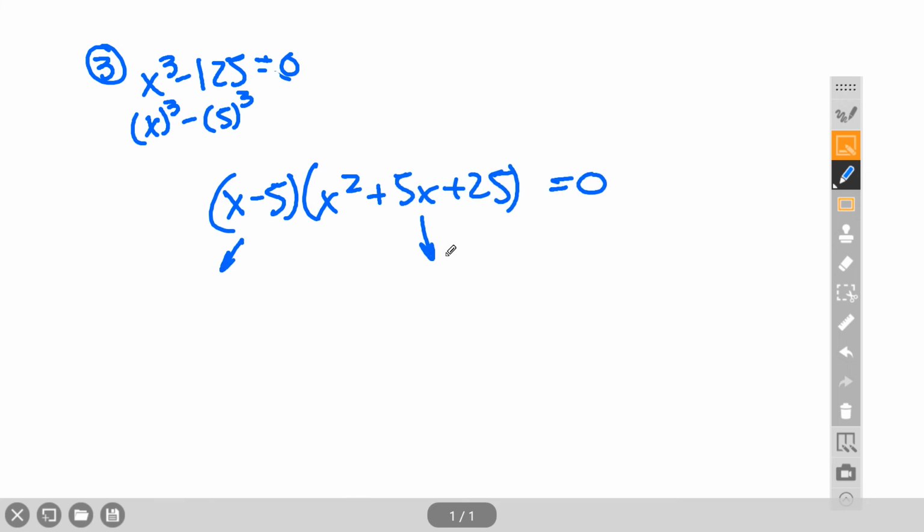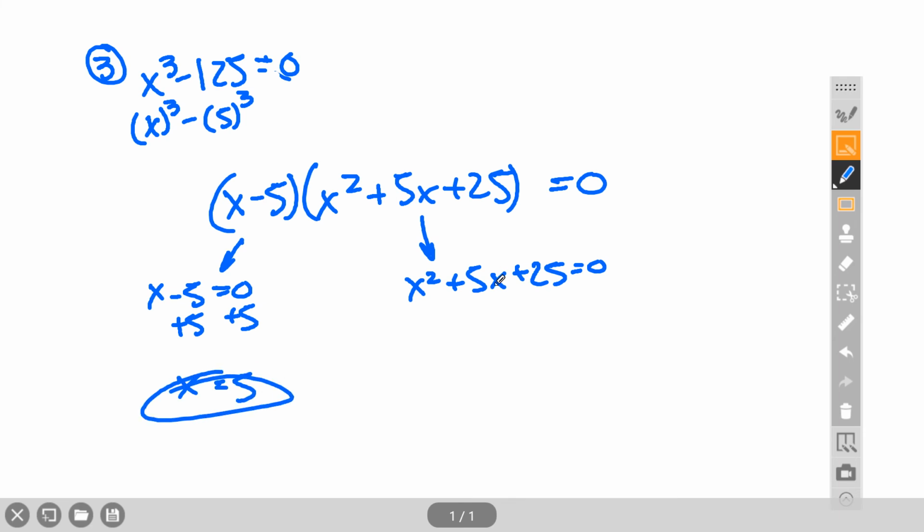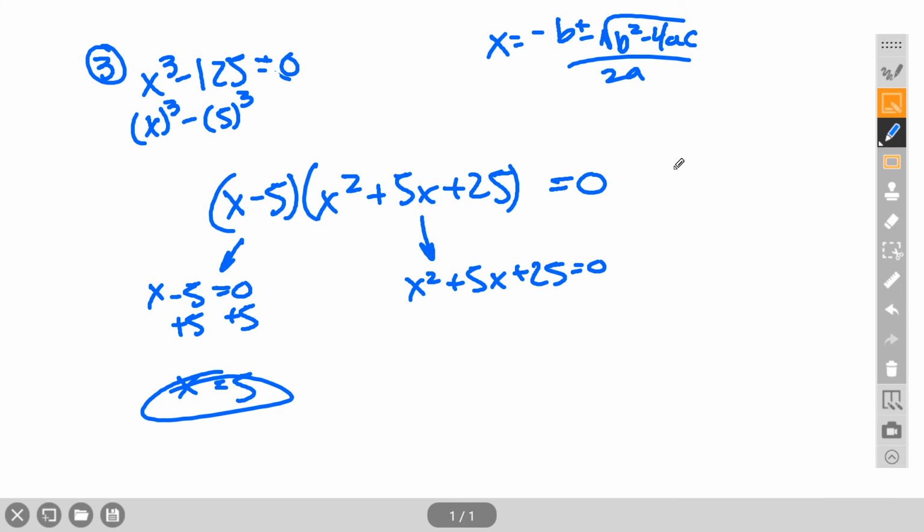Now we would solve each of these to make them equal to 0. This one's pretty straightforward. You add 5, so one of our solutions is 5. This one's a little bit more challenging because we have to use the quadratic formula because it cannot be factored. So we'll use the quadratic formula, negative b plus or minus the square root of b squared minus 4 times a times c, all over 2a, to solve this. So a is 1, b is 5, and c is 25.